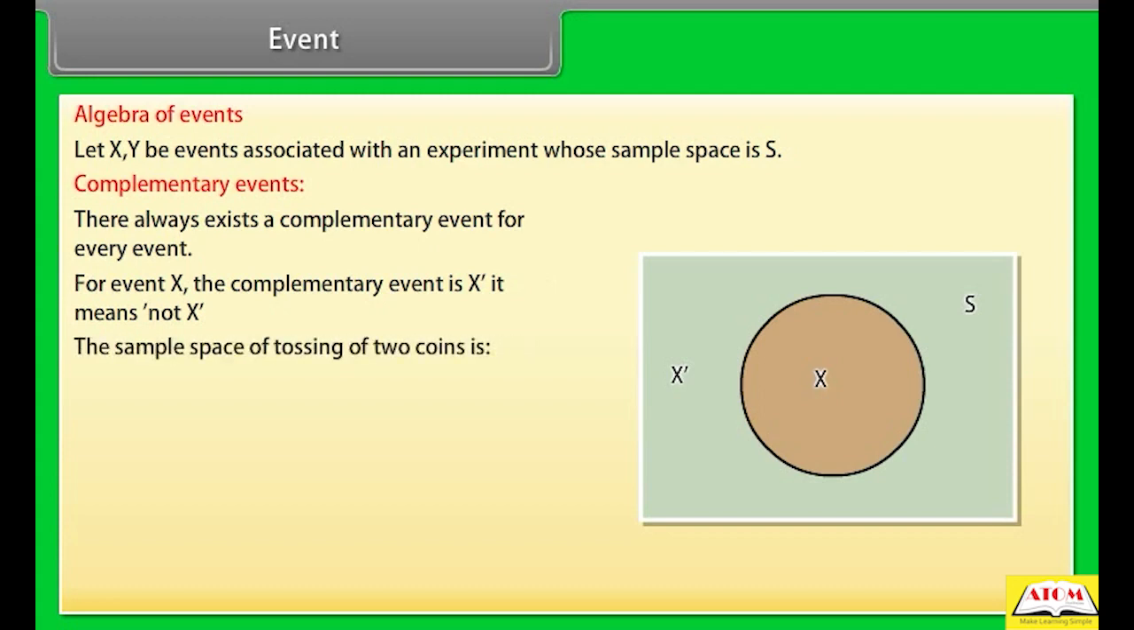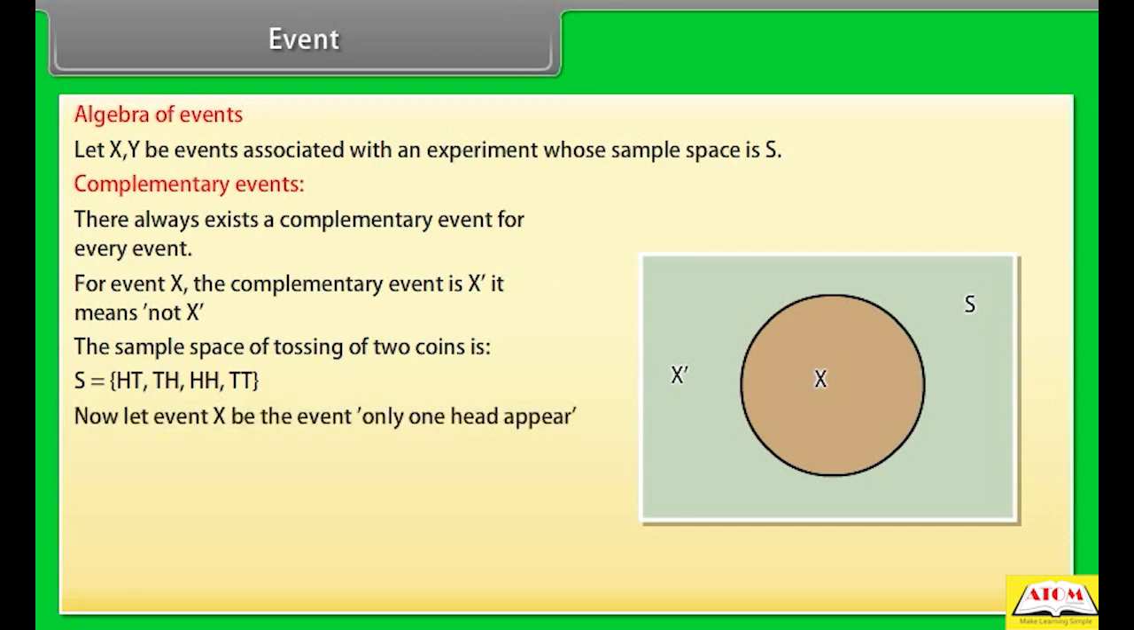The sample space of tossing of 2 coins is S is equal to HT, TH, HH, TT. Now let event X be the event only one head appears. X is equal to HT, TH. The complementary event X dash is X dash is equal to HH, TT.